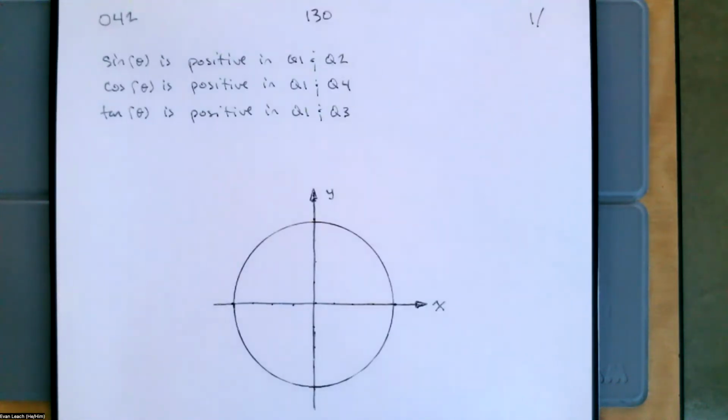Today, we want to go into more detail about why reference angles work the way they do and why certain things are positive, where they're positive, and other trig functions are negative. So if you would recall, sine of theta gave us a positive value in quadrant 1 and quadrant 2. Cosine theta was positive in quadrant 1 and quadrant 4. Tangent was positive in quadrant 1 and quadrant 3.